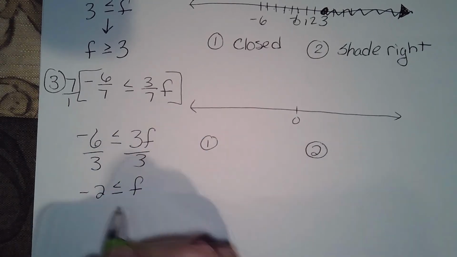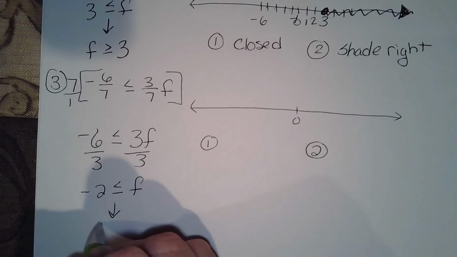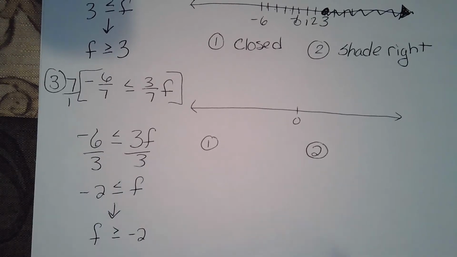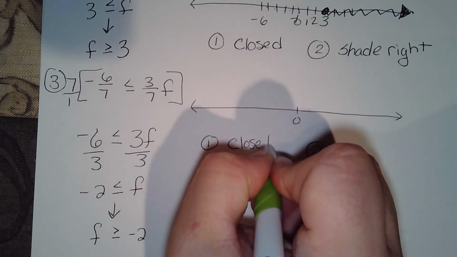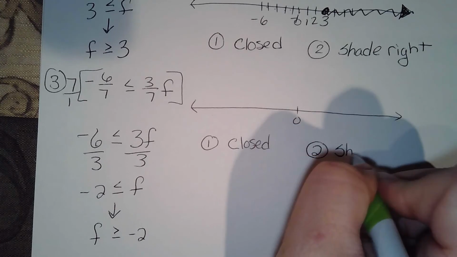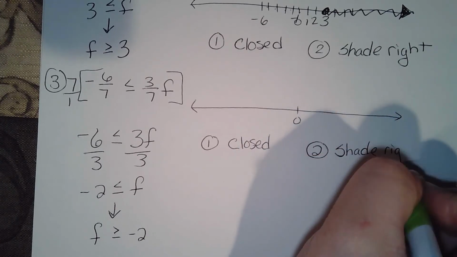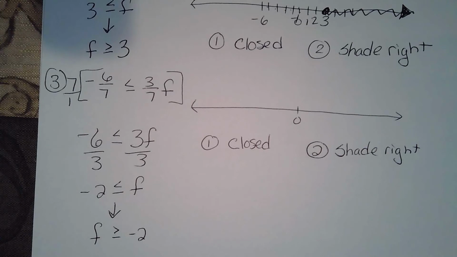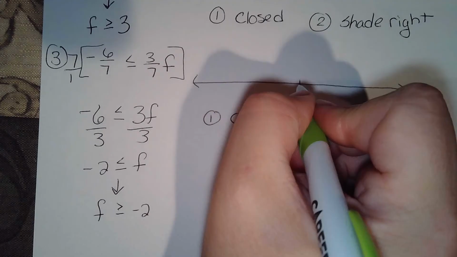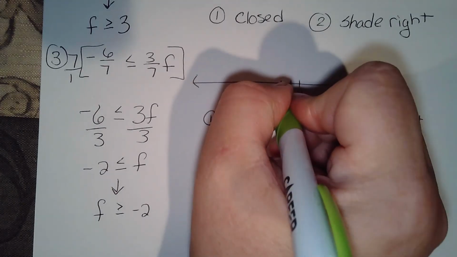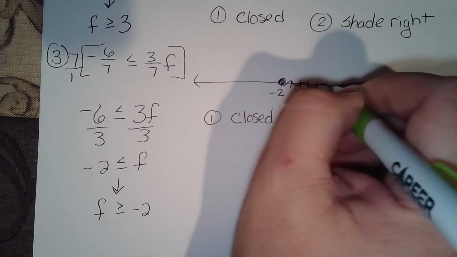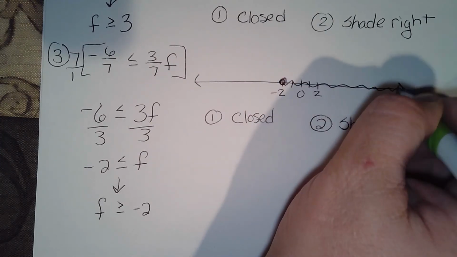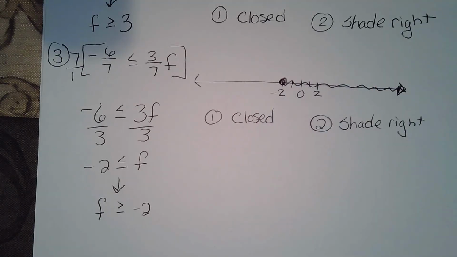Well, we know that we have to rewrite this, so it's going to be f is greater than or equal to negative 2. We know this is going to be a closed circle and that we are going to shade right because our arrow was pointing to the right after we rewrote this. So when we graph it, we're going to say 1, 2, so there's negative 2. It is a closed circle, and I'm shading right. And that's it for that one. Excellent.